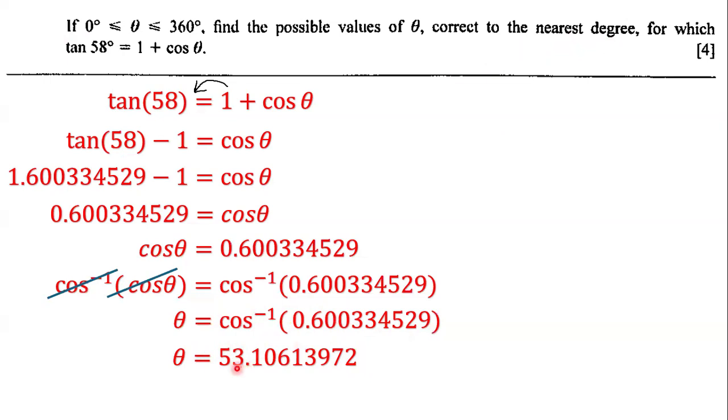And so we have to write this correct to the nearest whole number. We look at this number here, and this is 1. So since it's less than 5, we cannot round up. And so our answer here is theta is equal to 53 degrees.